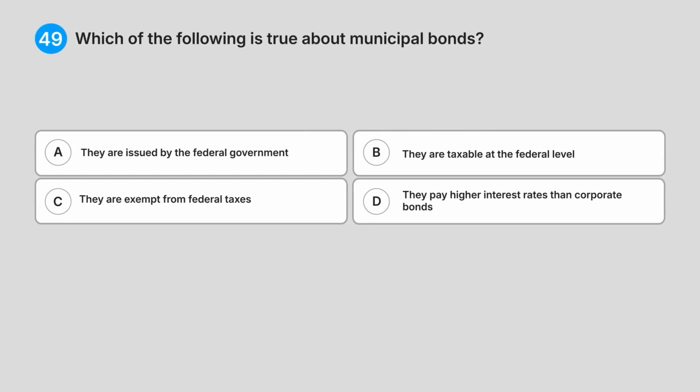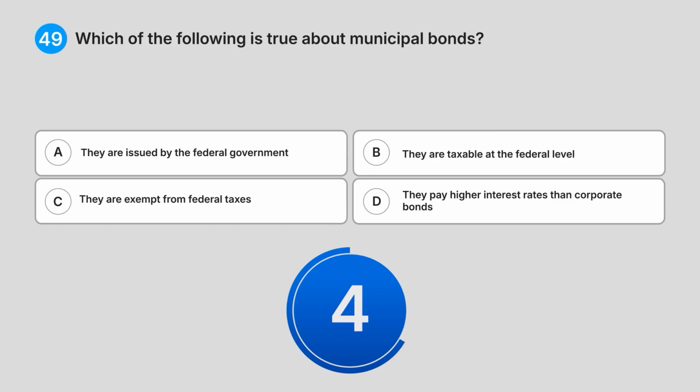49. Which of the following is true about municipal bonds? A. They are issued by the federal government. B. They are taxable at the federal level. C. They are exempt from federal taxes. D. They pay higher interest rates than corporate bonds. What do you think is the answer?